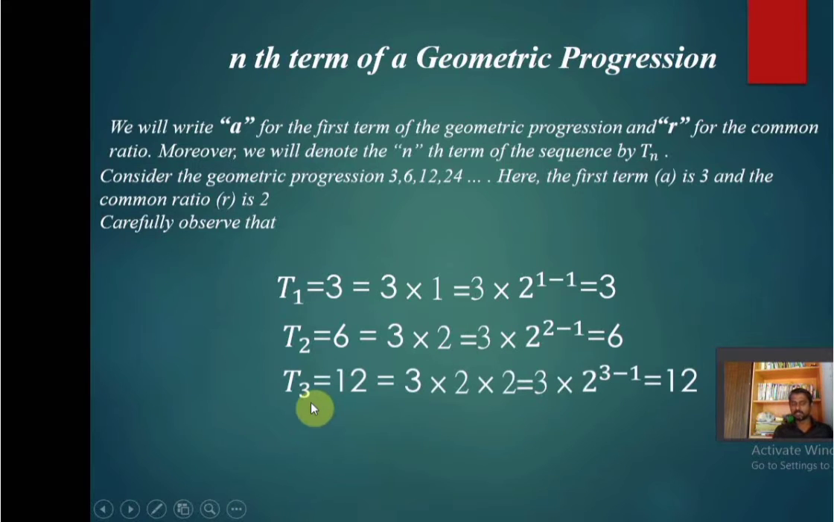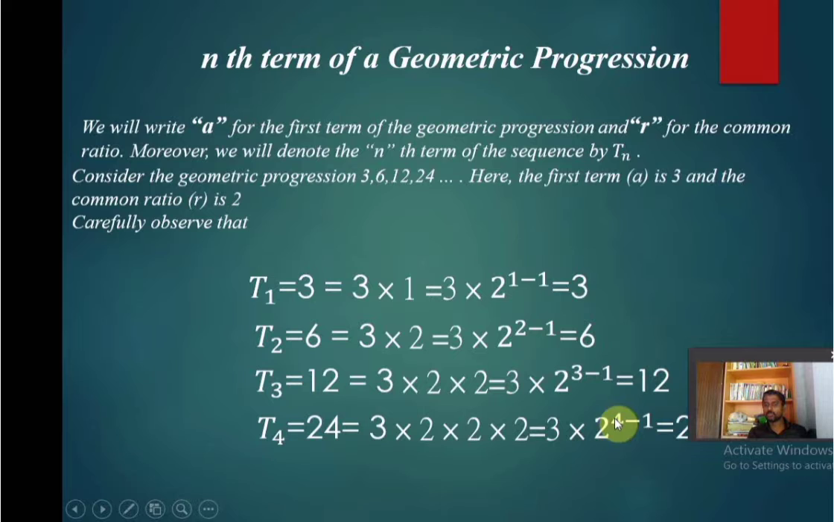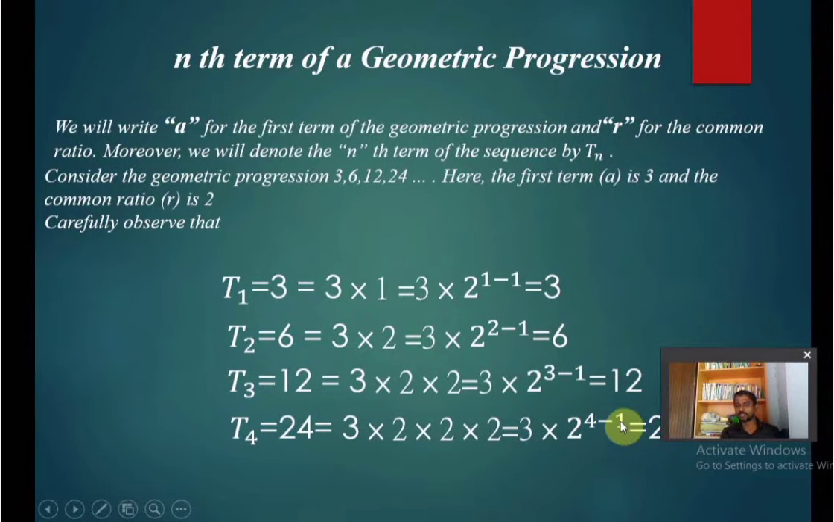See the third term, which is 12. How do we get 12? 3 into 2 into 2. Two times we are multiplying the common ratio. So 3 into 2 to the power 2, where 2 is 3 minus 1. Okay, the fourth term: 2 to the power 4 minus 1, equal to 3.